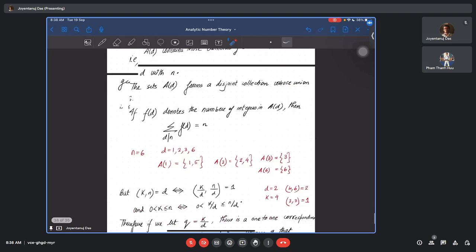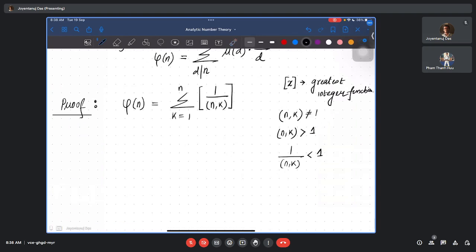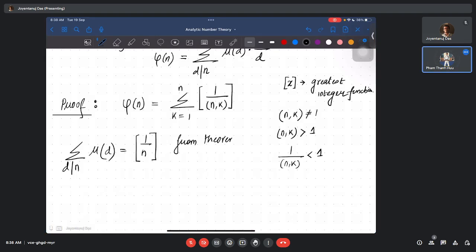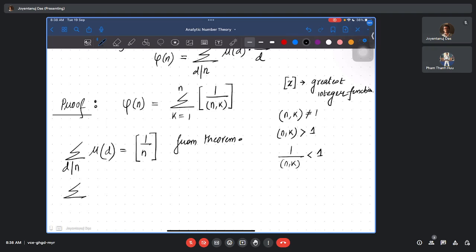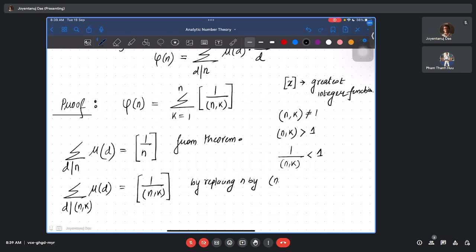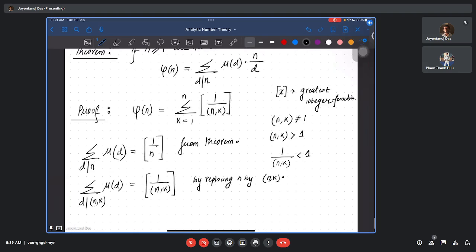Here we'll replace this box. What I know is that the summation over d dividing n of mu of d is nothing but the box of 1 by n. That is from the theorem. So here, instead of d dividing n, mu of d, n will get replaced by the GCD of n comma k. That is 1 by the GCD of n comma k. By replacing n by the GCD of n comma k, this is the application of that theorem, so this I can replace.